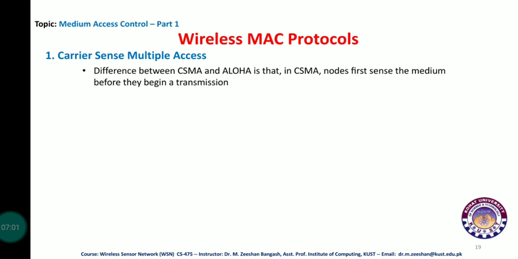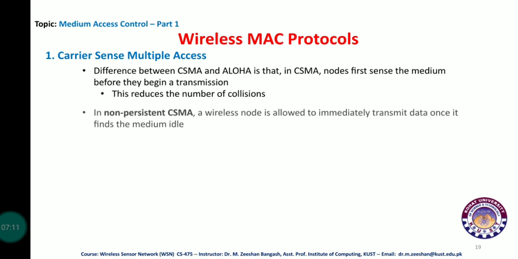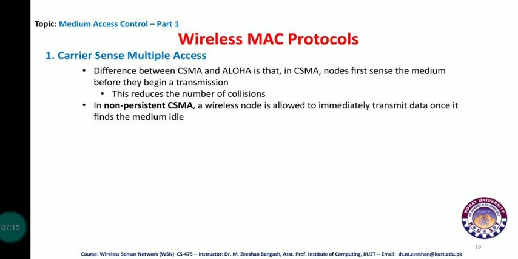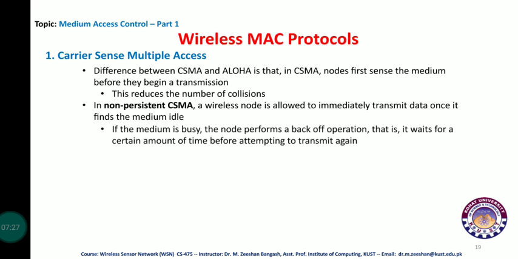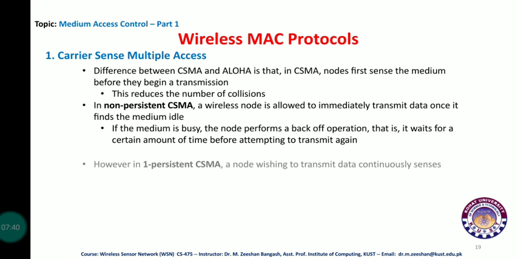There's a difference between CSMA and Aloha that we have already discussed in the previous slides: in CSMA, nodes first sense the medium before transmission, and that reduces collisions. In non-persistent CSMA, the node is allowed to transmit data immediately once it identifies that the medium is idle. However, if the medium is busy, a back-off operation is performed, and the node waits for a certain period of time before it transmits that data again.